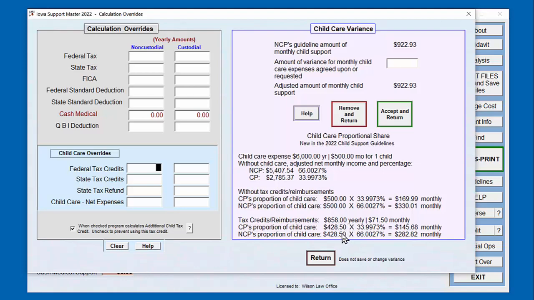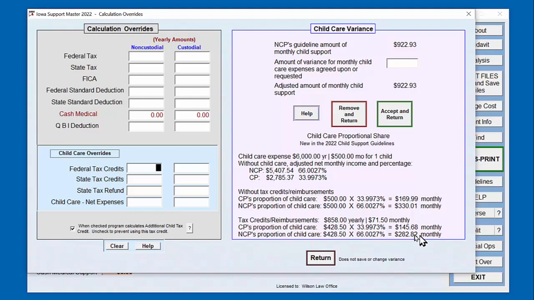If you're the non-custodial parent counsel, this is probably where you're going to be looking right here, because you're going to argue that they receive tax credits, reimbursements. And what Sport Master is doing is taking the $500 per month, subtracting the value here to arrive at $428.50. So with tax credits, the custodial parent's cost of child care is actually $428.50 per month because they receive that tax benefit. If you take the $428.50 per month times the proportional share of the non-custodial parent, this is what the child care variance ceiling should be should the court award a variance.